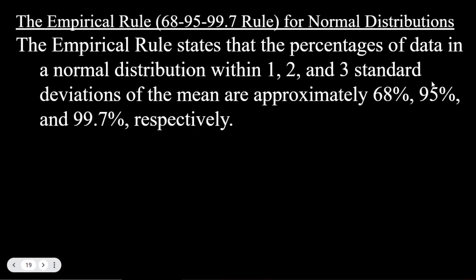So here is our empirical rule. It states the percentages of data in a normal distribution within 1, 2, and 3 standard deviations of the mean are approximately 68%, 95%, and 99.7% respectively. So within 1 standard deviation, we've got the 68%. Within 2, we've got 95% of the data, and within 3, almost everything, 99.7%. And we're going to see the pictures of that here in just a minute.